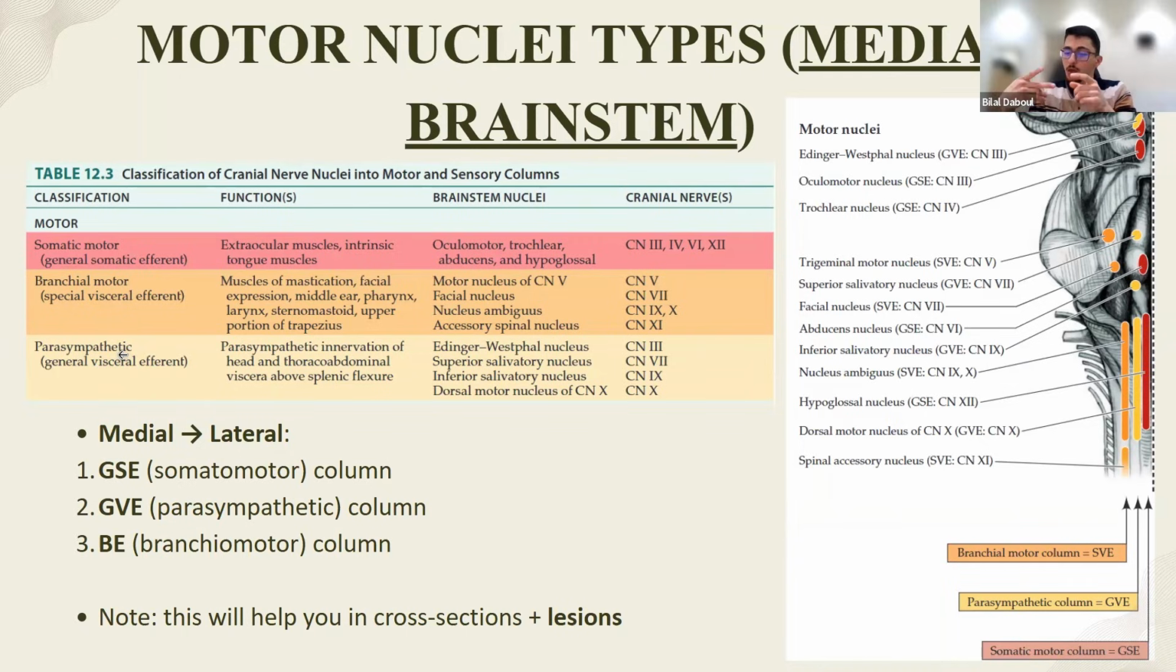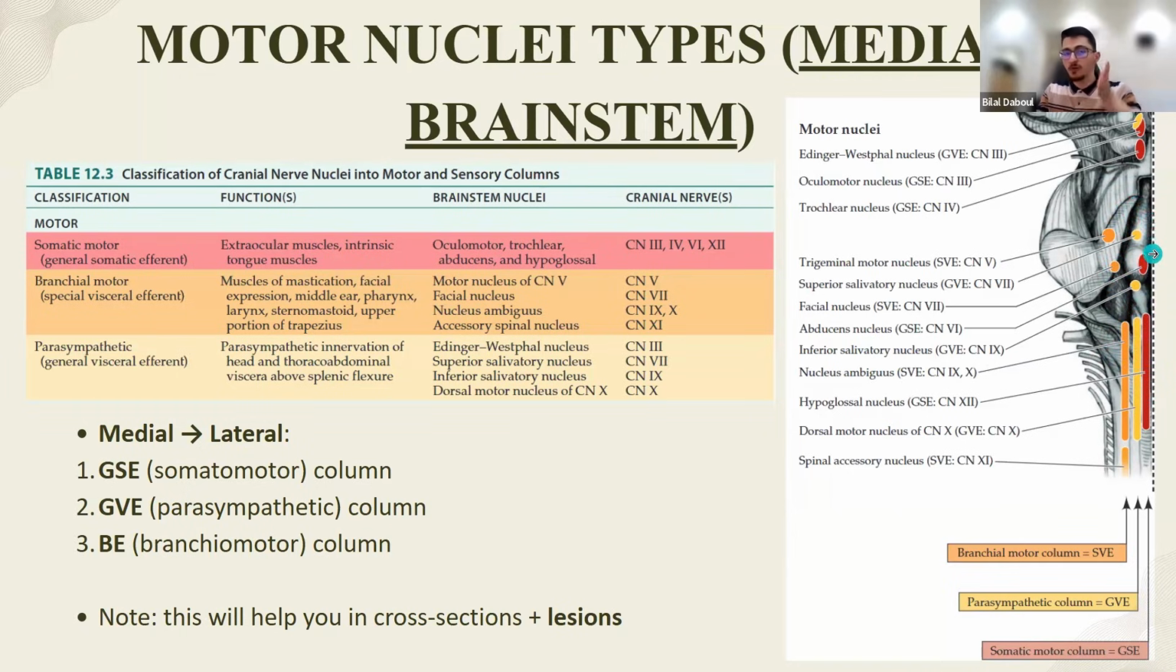Okay, that's one. Then you have the facial, because it supplies the glands, the salivary glands and the lacrimal gland. You also have the glossopharyngeal, which supplies the parotid gland. And we finally have the dorsal motor nucleus of the vagus, which supplies the vagus nerve itself. So the parasympathetic nuclei lie just lateral to the GSE column.